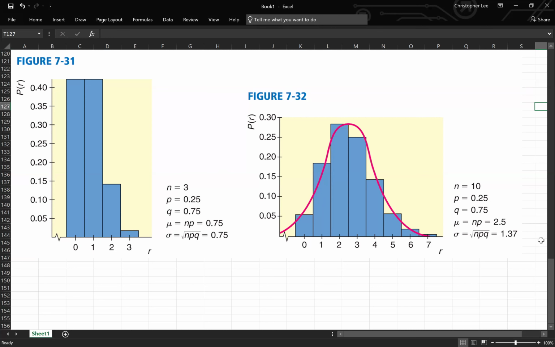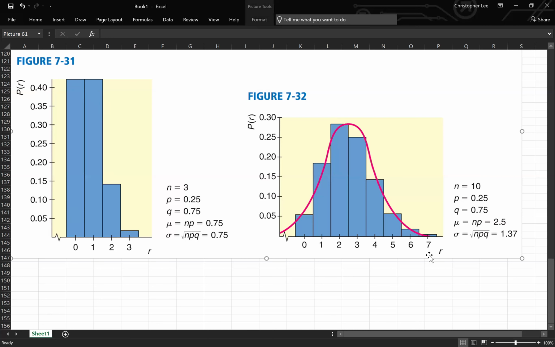In this first graph, this is for n equal to 3, so we have 3 as our sample size. We can have at most 3 successes here, and this doesn't really look like a bell-shaped curve. It doesn't look normal. But what happens when we up it a little bit? Let's look at the next one. Here our n is 10, so now it's looking a little bit more normal. It's not perfect, but it's looking a little bit more normal. That's what happens as we increase n.